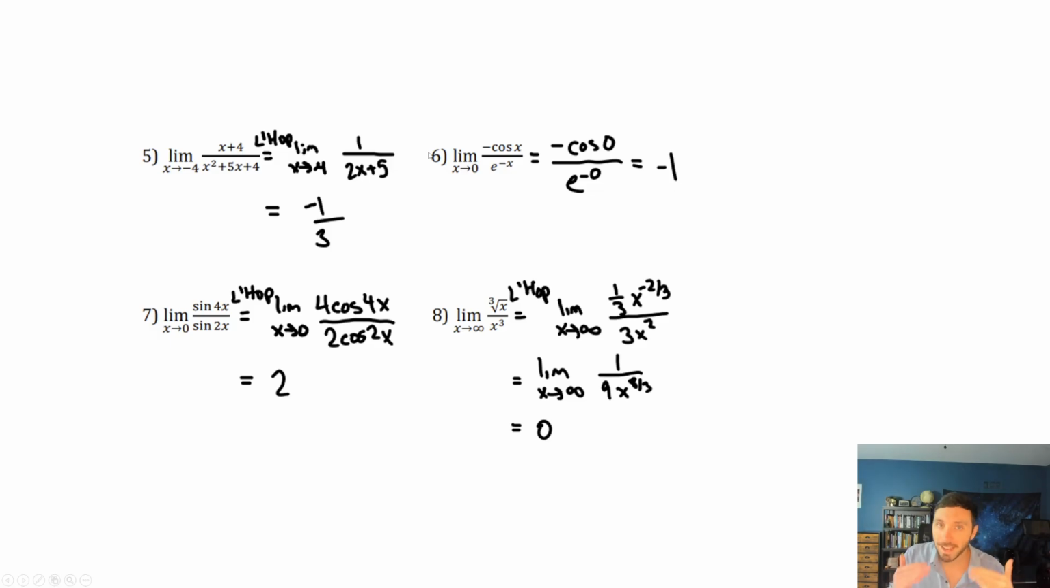Within 6, this is not L'Hopital. You can just directly sub in this 0, and the cosine of 0 is 1. e to the 0 is 1. So since that negative's lurking up front, I'm getting -1 as the solution.